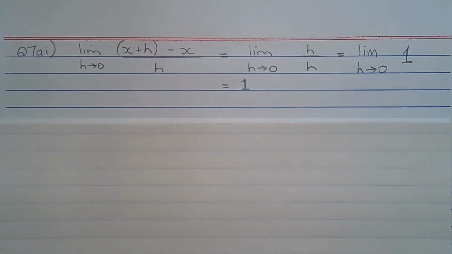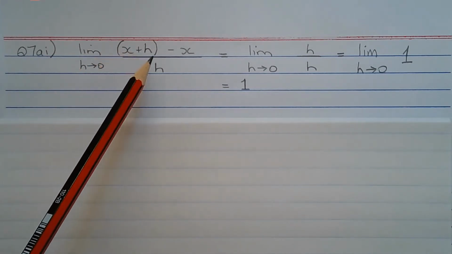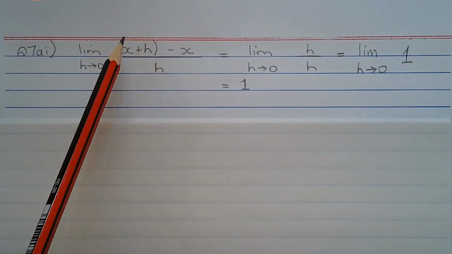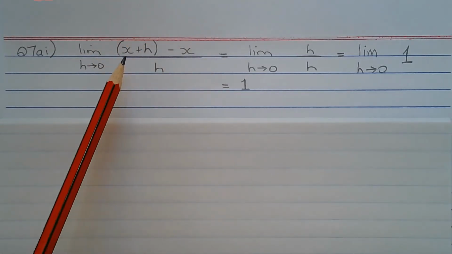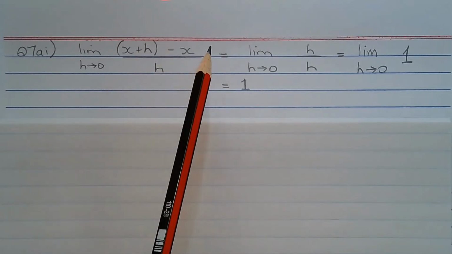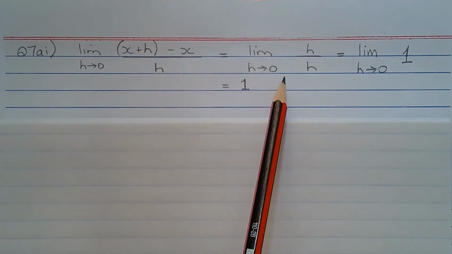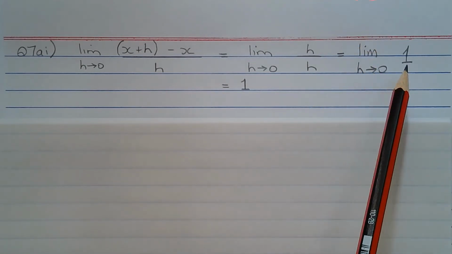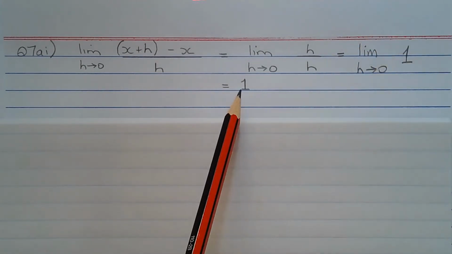Differentiating x by first principles, we have the limit as h approaches 0 of (x + h − x) over h. Now expanding the brackets and simplifying the numerator, we have x + h − x, the x and the minus x cancel, and that equals the limit as h approaches 0 of h over h, which equals the limit as h approaches 0 of 1, and applying the limit, that equals 1.